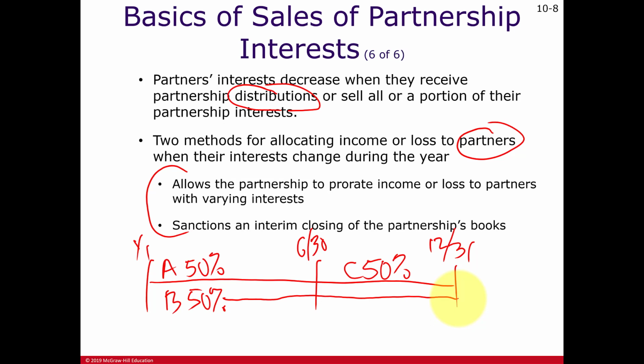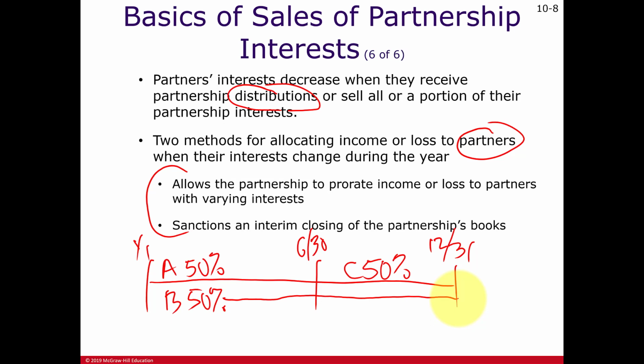In a real life situation, partner A needs partner B's permission before they sell their interest to anyone. A partner is just like a spouse. You have to be able to get along, so everyone has to agree.